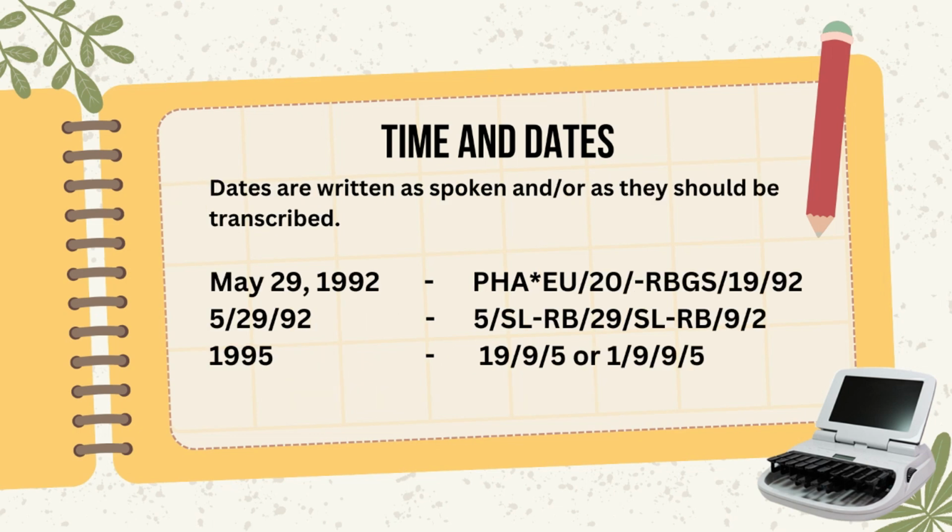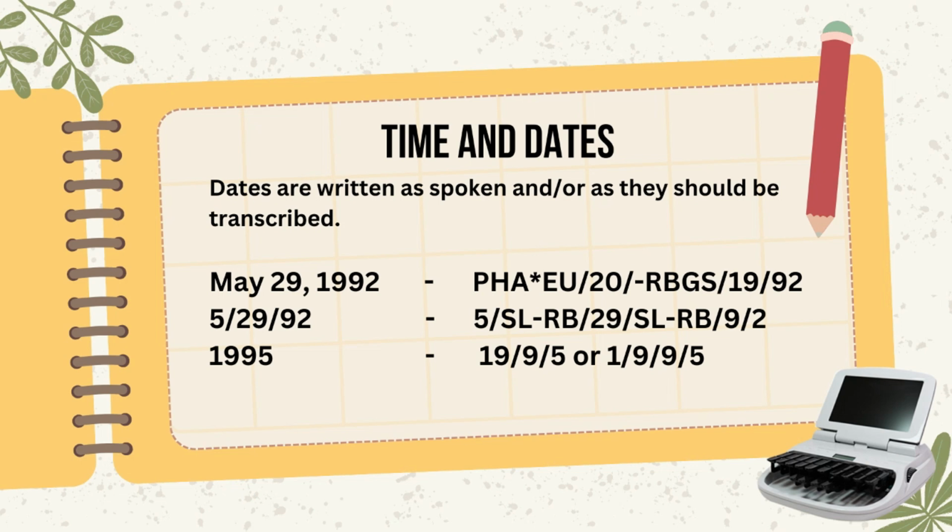Now let's proceed to dates. Dates are written as spoken, or as they should be transcribed. For example, May 29, 1992. How do we write May 29, 1992? We write first May, and then 29, comma, final RBGS for that, and then 19 first and then 92.